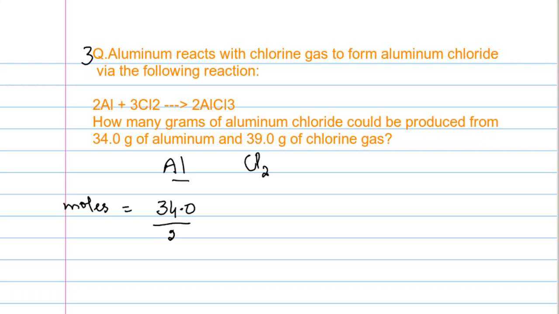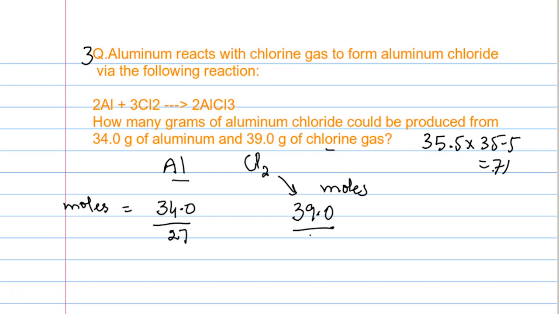34.0 divided by 27. And if we have to calculate the moles of chlorine, the given mass of chlorine is 39.0, and the atomic mass of chlorine is 35.5. To calculate the Mr of it, multiply by 2 to get 71. Moles are calculated by dividing mass by Ar or Mr.